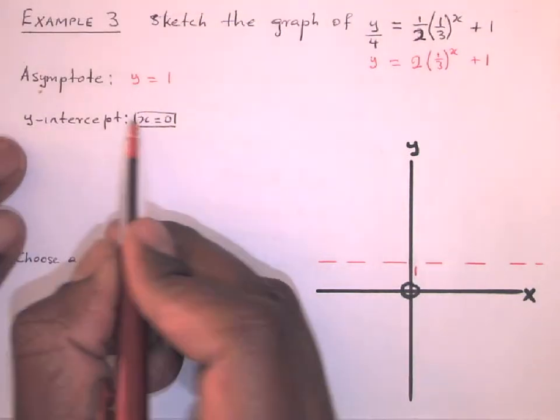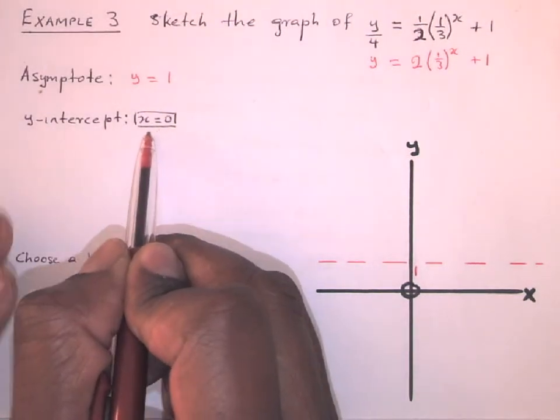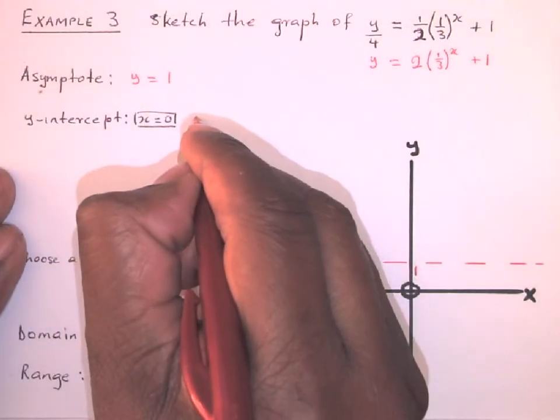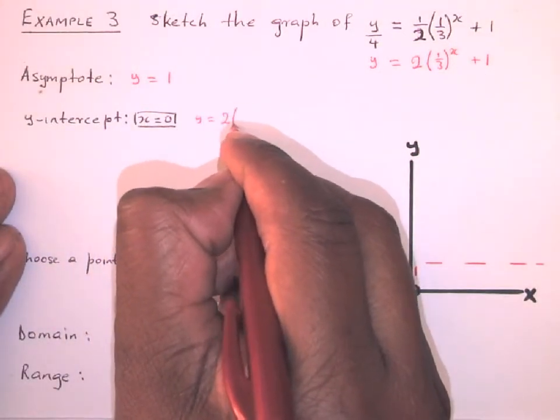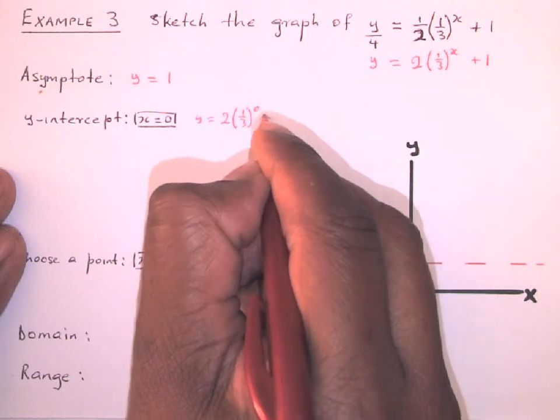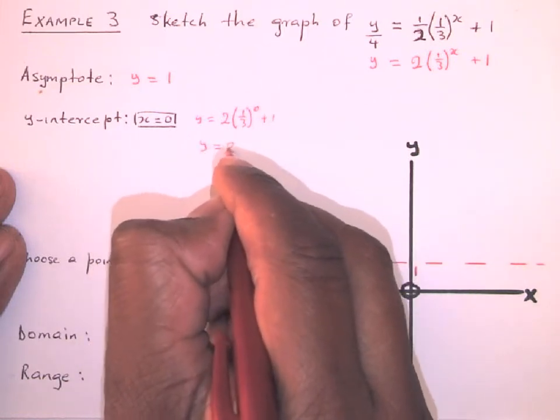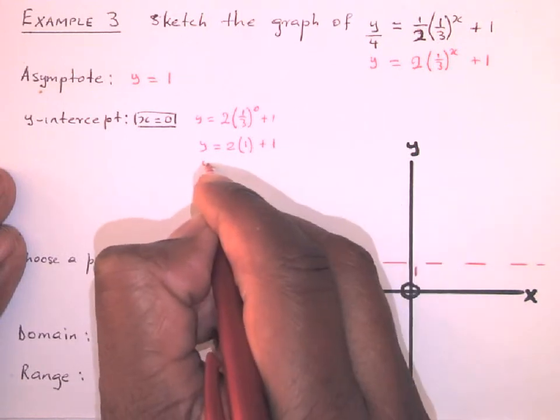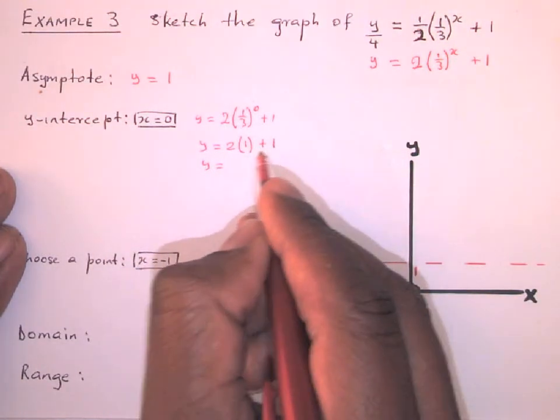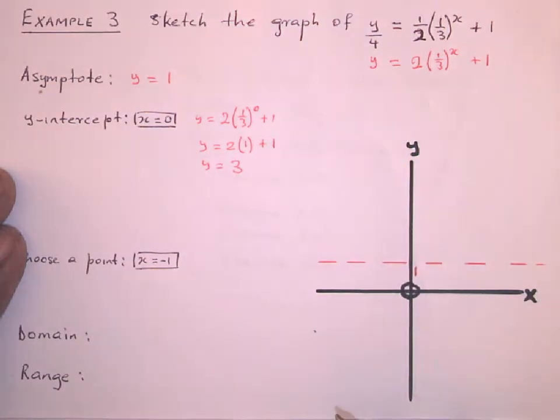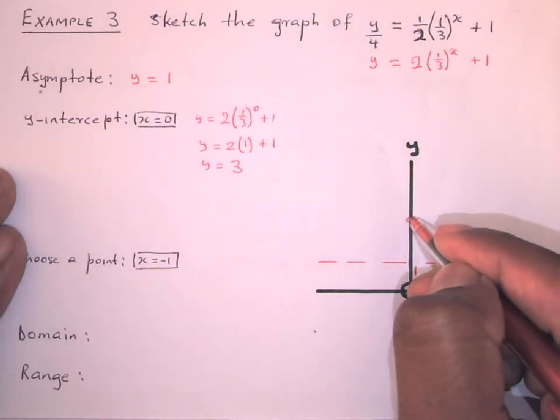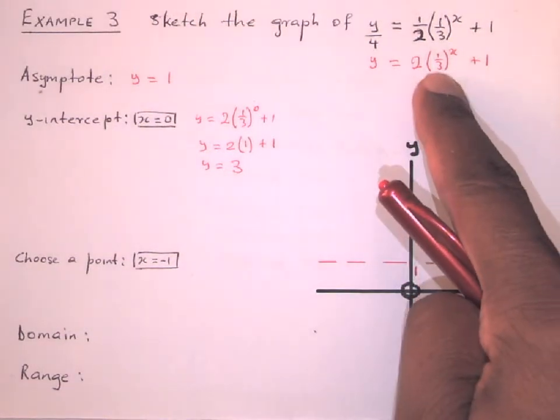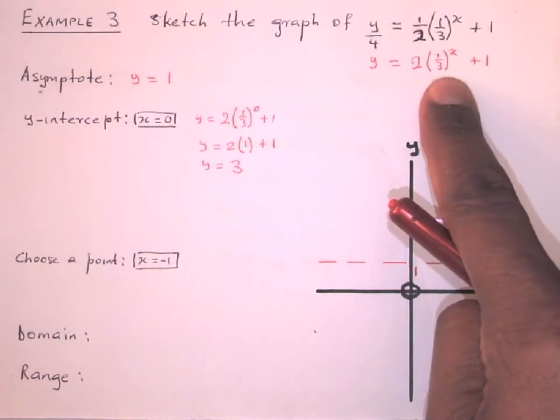Then the y-intercept. How do we find the y-intercept? We make x equal 0. Plug in 0 there. So y is equal to 2 times 1 over 3 exponent 0, plus 1. So y is equal to 2 times any number to the 0, which is 1, plus 1. So y is equal to 3. So our intercept is at 3. So the graph is cutting at 3. Say 3 is there.